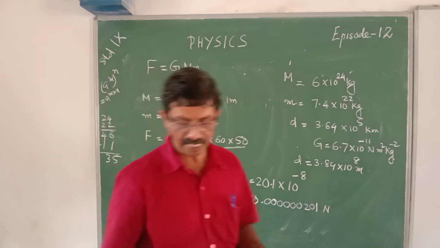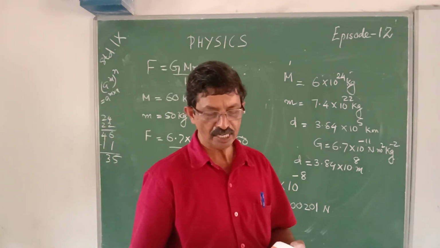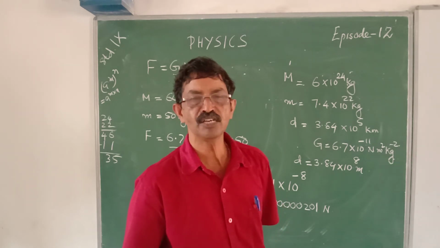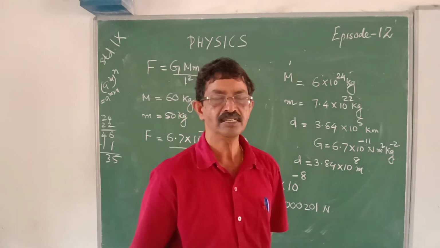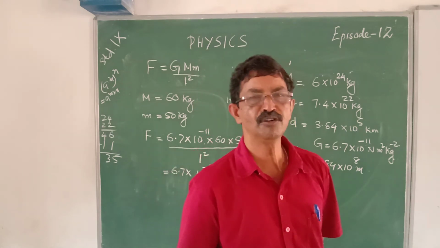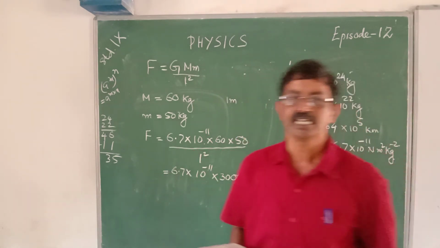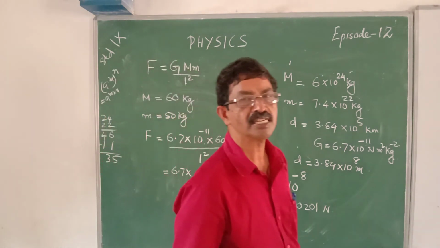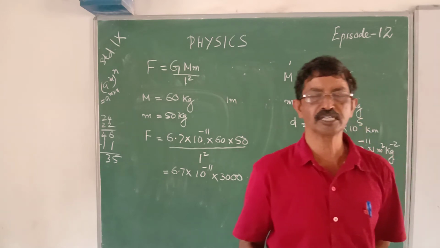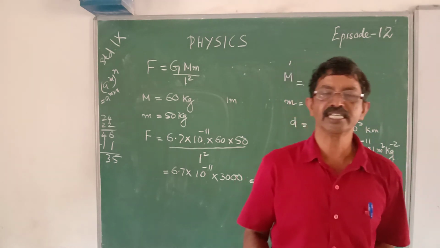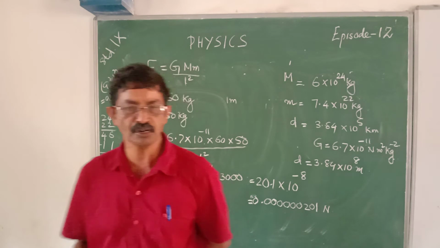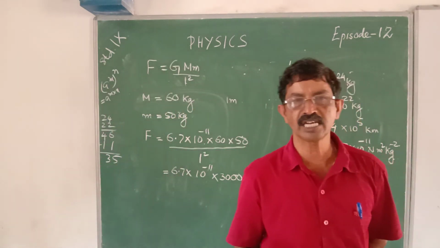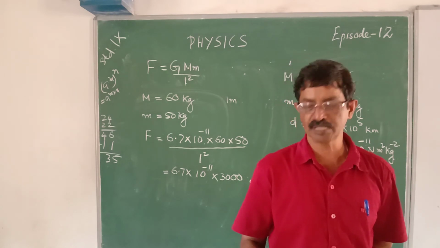Now, the question given: state the universal law of gravitation. How do you state it? Every object in the universe attracts every other object with a force, and that force is directly proportional to the product of their masses and inversely proportional to the square of the distance between them, and that force acts along the line joining the centers of the bodies.